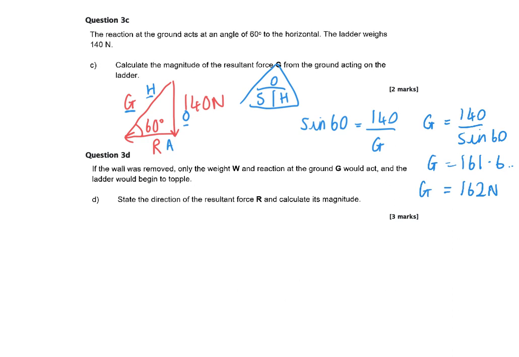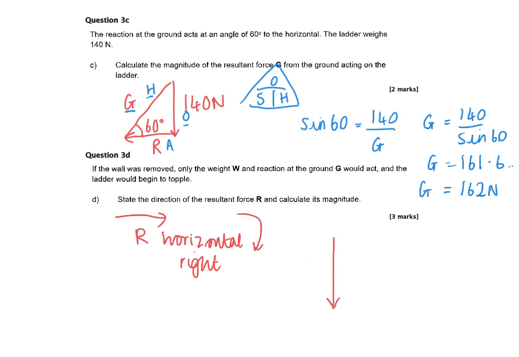Going on to part 3D. If the wall was removed, only the weight and the reaction at ground G would act and the ladder would begin to topple. State the direction of resultant force R and calculate its magnitude. So our resultant force is what's going to make it topple. We all know it's going to topple sort of this way. It's going to end up going down. So our force R is going to be horizontal. Horizontal. And it's going to be to the right.